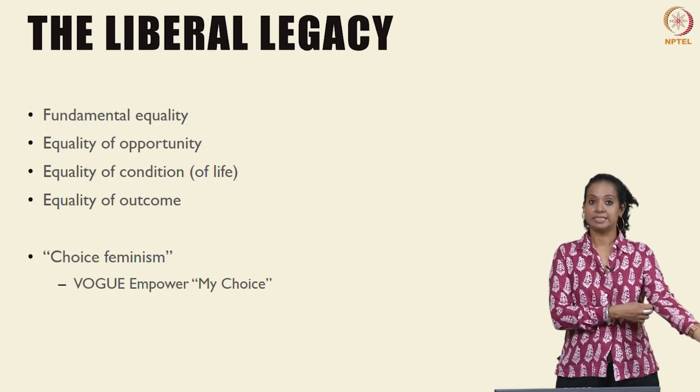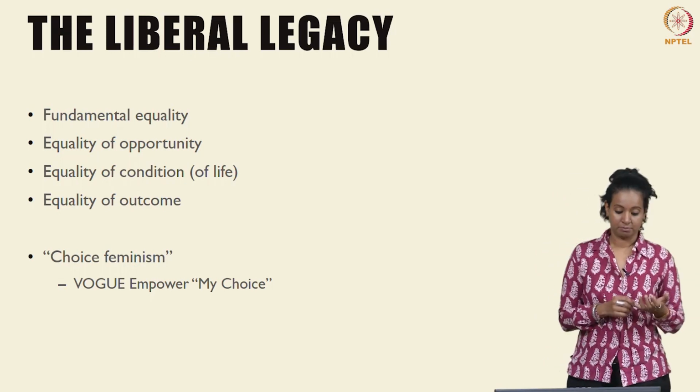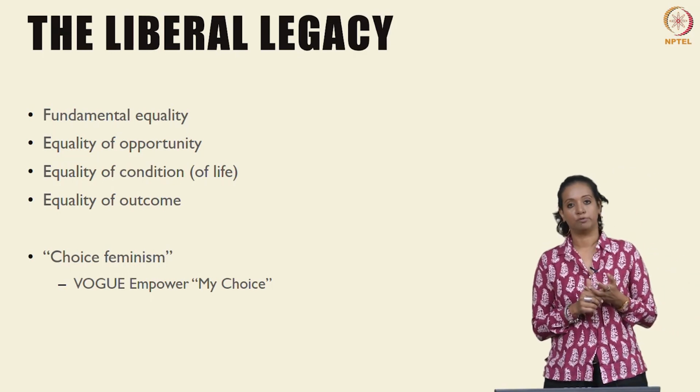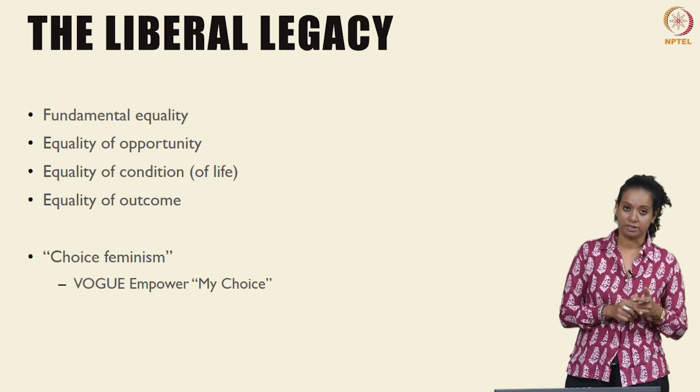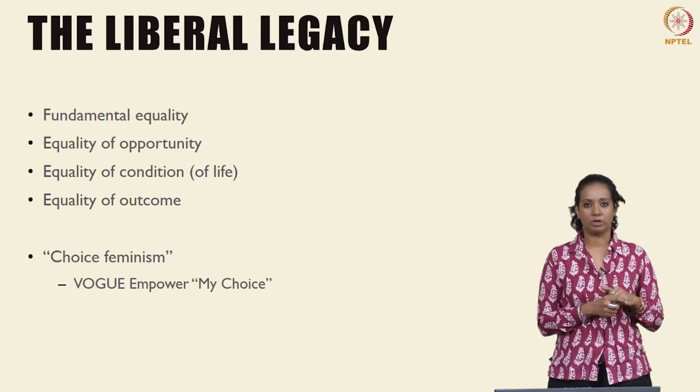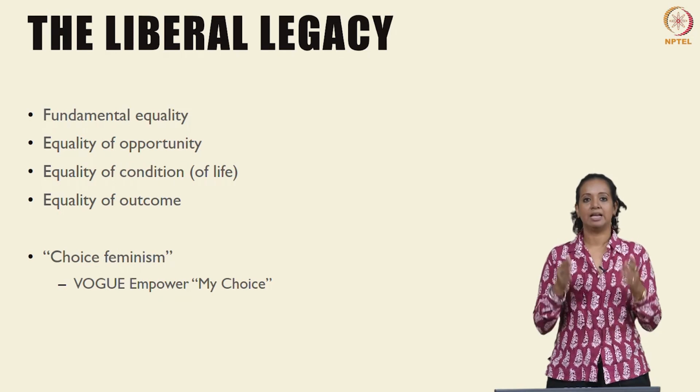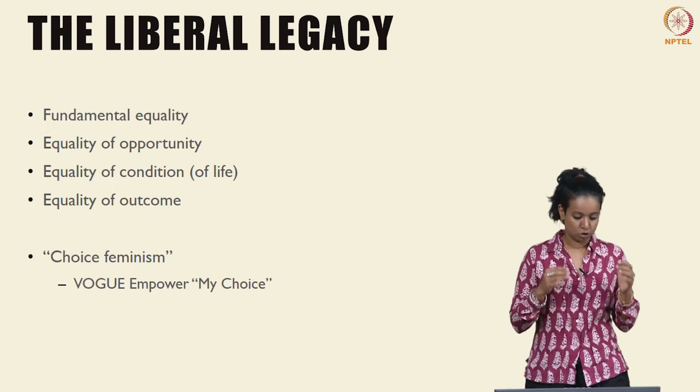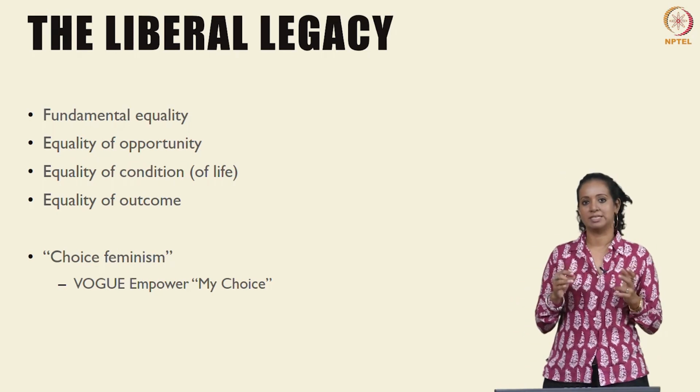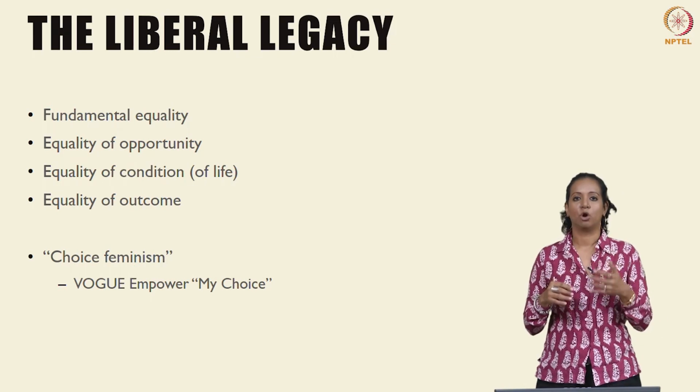What does the liberal legacy guarantee, however? Fundamentally equality, equality of opportunity, equality of condition of life, equality of outcome. These, again, I repeat, are on paper. So, one has to ask the question, why is it that this doesn't happen beyond a point?